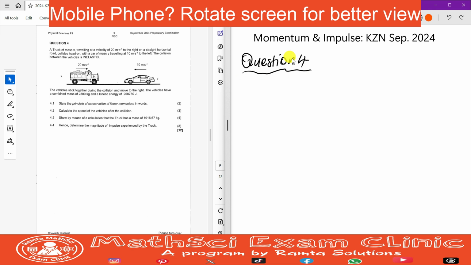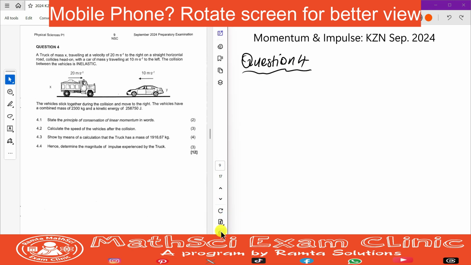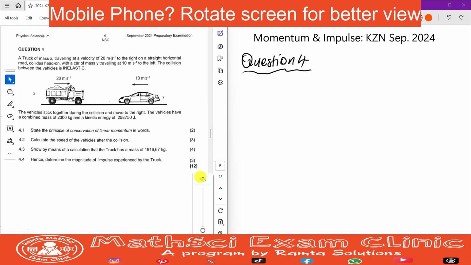What we are going to do, first things first, let's look at it and see that indeed this question is 12 marks. So we will spend 12 minutes on this question. Of course, I will try my best to also explain where I need to explain. But 12 minutes is sufficient. Remember, 1 minute, 1 mark.